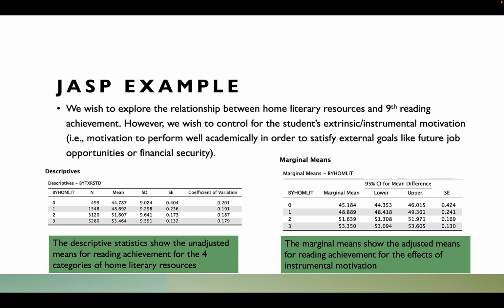So notice, let's just take, for example, no literary resources in the home, and we see an unadjusted mean of 44.787. But if we look over at our marginal means, once we've adjusted for our extrinsic motivation, we see that the marginal mean is actually a little bit higher. It's 45.184.